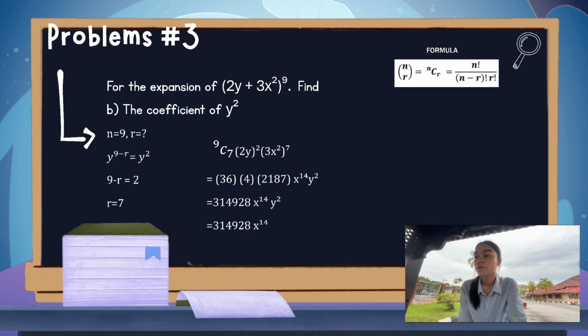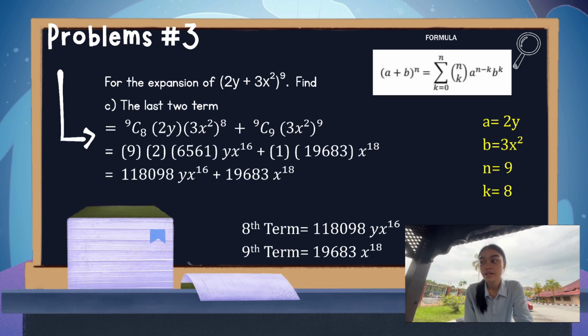If we calculate the values, we will get 36 for 9C7, 4 for 2 to the power of 2, and 2187 for 3 to the power of 7, and x to the power of 14, because x to the power of 2 multiplied by 7 gives x to the power of 14, and y to the power of 2. So we can find the value by multiplying all the answers that we found, which is 36 multiplied by 4 multiplied by 2187, and we will get 314928 x to the power of 14 y to the power of 2. So the coefficient of y to the power of 2 is 314928.